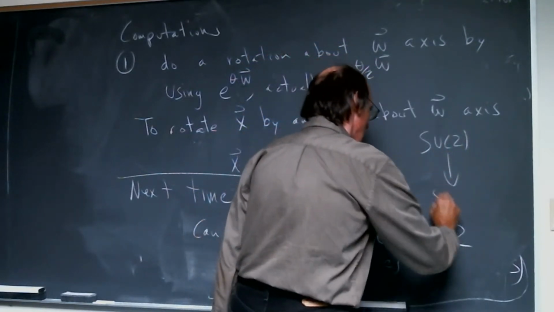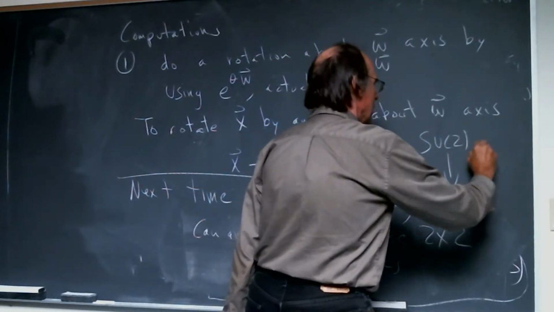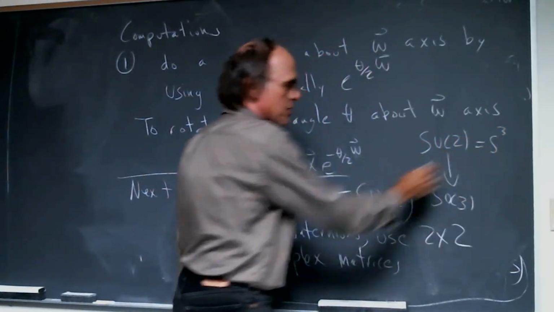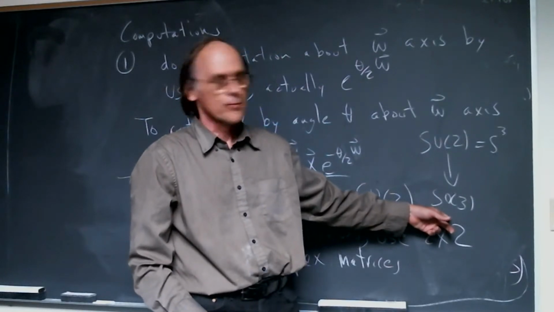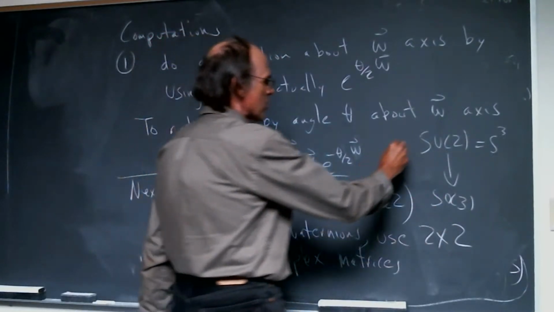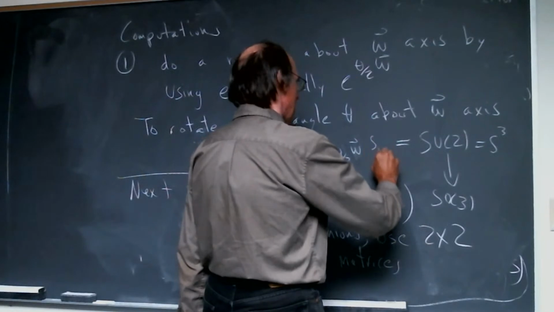SU2 is a double cover of SO3. So SU2 is also a three-dimensional sphere. It's a double cover of SO3, and this is also sometimes called spin 3.